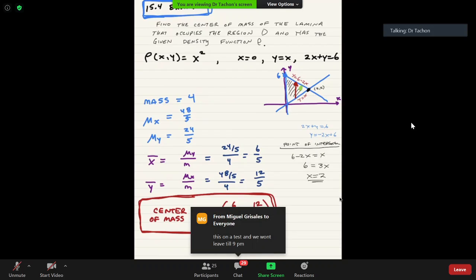Electricity and magnetism is when you do center of mass stuff. Okay. Yeah. So we have to. I know. I'm just not putting it on a test.